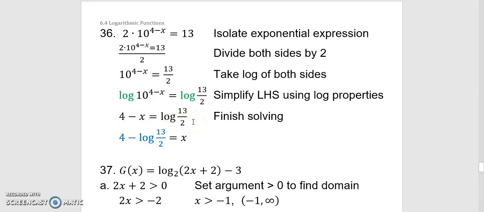And from here we can finish solving it. We would subtract 4 from both sides, and then we can divide everything by negative 1. So we'll end up with 4 minus log of 13 over 2 equals x.